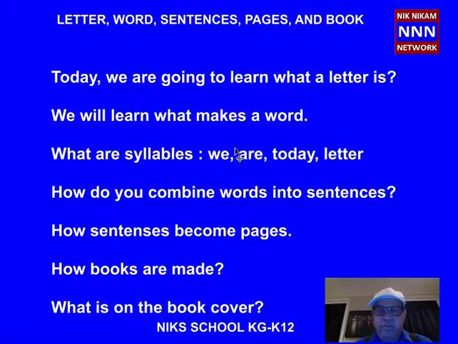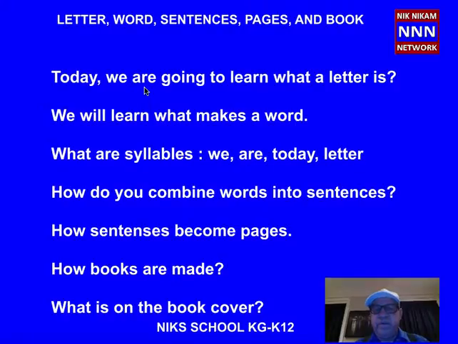Okay, now let's look at and see what makes a word. A combination of these letters make a word. For example, we take W, E. W, E becomes a word we. We means you and me. And also notice that W is a consonant and E is a vowel.